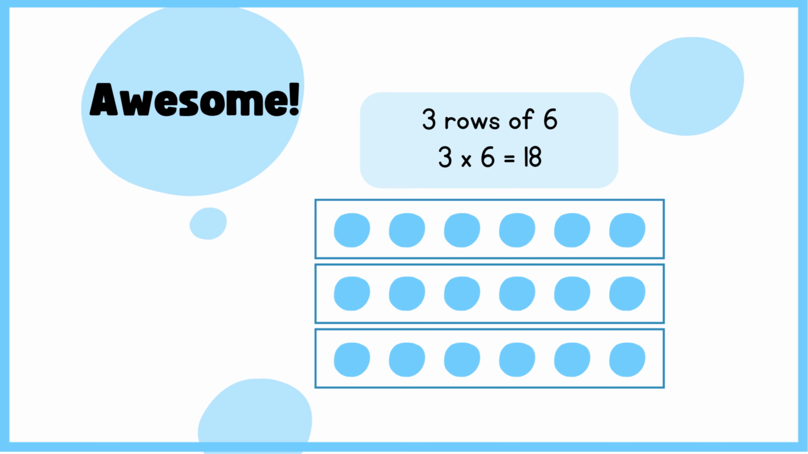Amazing. Did you say the answer was 3 rows of 6 or 3 times 6 equals 18? If you said this answer, you are absolutely correct. Also, it's still the same if you say 6 times 3 equals 18. You're just flipping the numbers. Flipping the numbers won't affect the product of the answer.